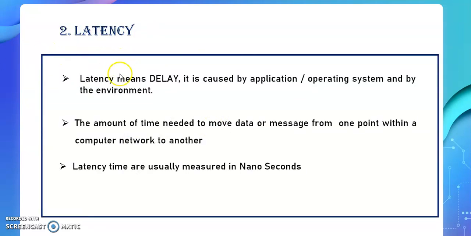Next comes latency. Latency means delay. It is caused by the application, operating system, and by the environment. The amount of time needed to move data or message from one point within a computer network to another is latency. Latency times are usually measured in nanoseconds.